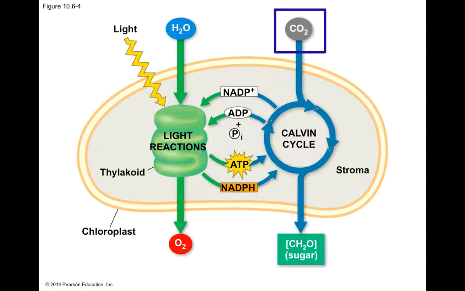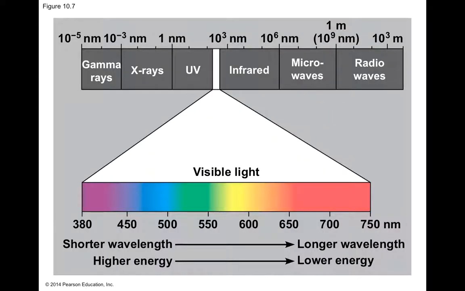Here is where the third reactant, carbon dioxide, comes into the process, and the sugar is produced at the end. The ATP and NADPH created from the light reactions are used to fix the carbon from carbon dioxide into sugar. Let's take a minute and look at sunlight and why it's so important in photosynthesis.